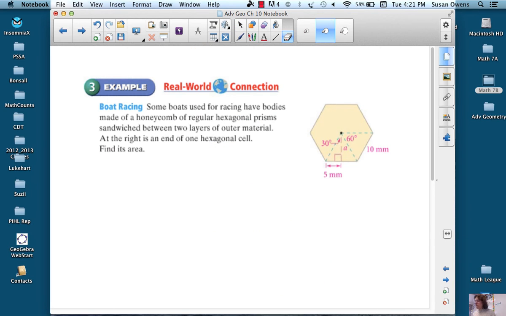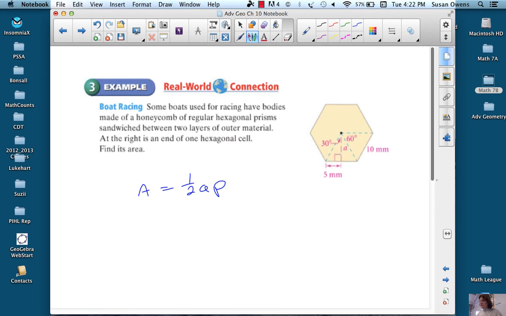Okay, so some boats used for racing have bodies made of honeycombs of regular hexagonal prisms, sandwiched between two layers of outer material. At the right is an end of one hexagonal cell. Find its area. Now, one of the nice things about a hexagon is it's actually made up of 6 equilateral triangles. So if you want to use the equilateral triangle formula, if you know that, you're welcome to use it. Since we're just learning this formula, I will use this formula. So the area is going to be 1/2 the apothem times perimeter.